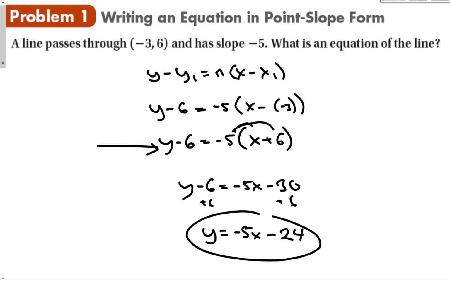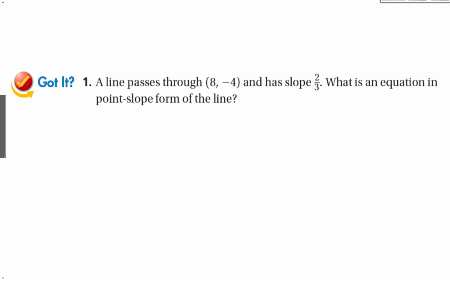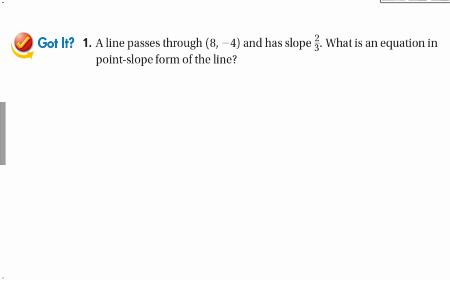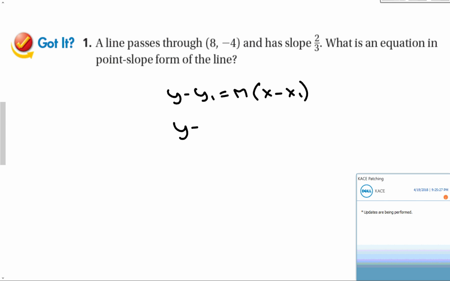Okay. Let's try a guided problem. A line passes through 8, negative 4, and has a slope of 2/3. Write an equation in point slope form of the line. So y minus y1 is equal to m times x minus x1. Just replace my variables with the numbers.